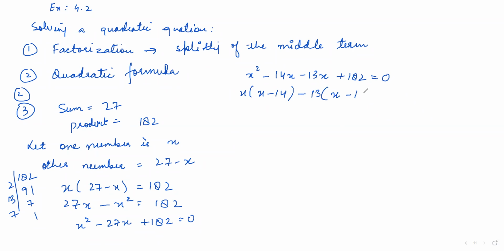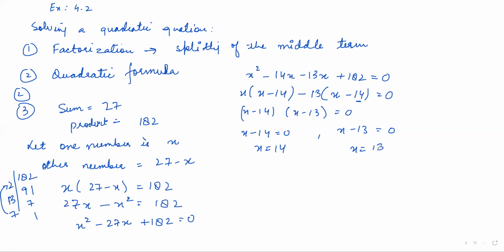So x minus 14 is equal to 0. Because 182 is ultimately what? 13 into 14. You can see here, right? 7 into 2 is 14. So if I've taken 13 common, I'm left with 14. Clear? Okay, so now x minus 14 common and x minus 13 is equal to 0. So this will be x minus 14 is equal to 0 and x minus 13 is equal to 0. So x is equal to 14 and x is equal to 13. So you will write that hence the numbers are 13 and 14.